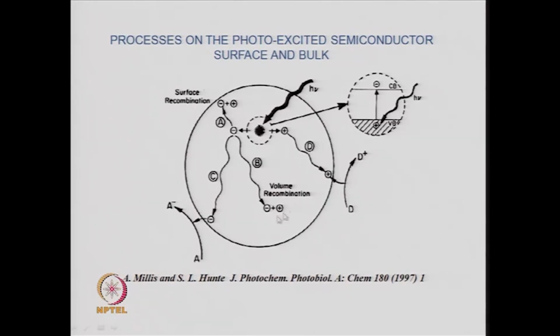You do not want processes like this one, which is volume recombination, that means the electron met a hole within the solid particle. Here the electron met the hole on the surface, and so it is called surface recombination. Neither of the recombinations is good for photocatalysis. For photocatalysis, you want both the electrons and the holes to migrate long distances to different parts of the particle and do catalytic reactions on the surface, and two processes can occur, both oxidation as well as reduction.